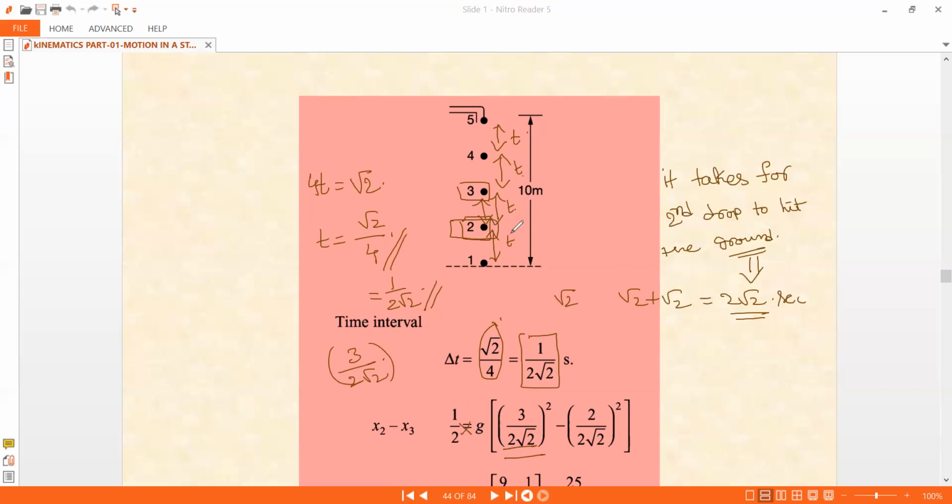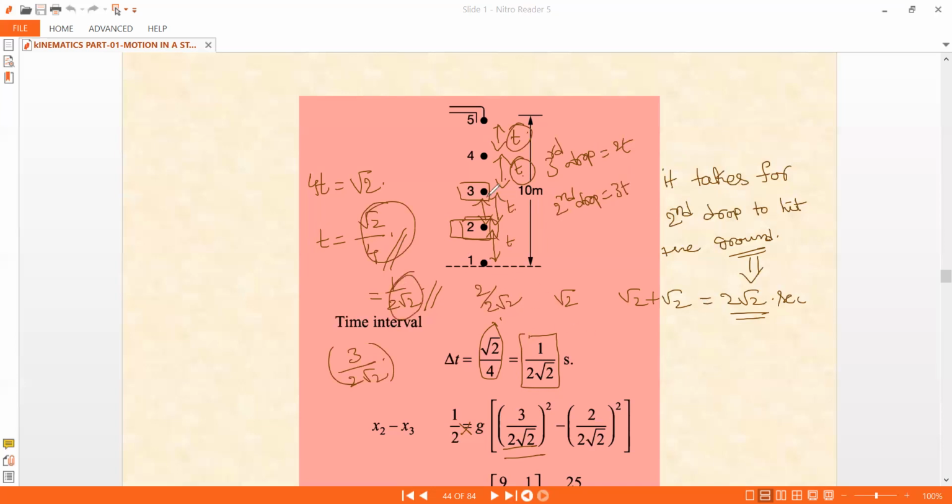And again for the third drop, it will be 2 by 2 root 2, because you can see that for the third drop it will be 2t, right? Second drop is like 3t, where t is 1 by 2 root 2, so you can substitute.